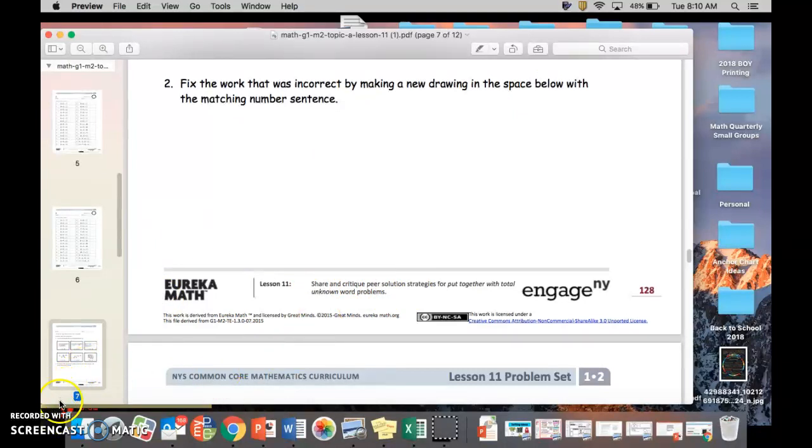Ask a buddy, expert, or go back and check your work if you need extra help. Put your name on the small group mini lesson board.